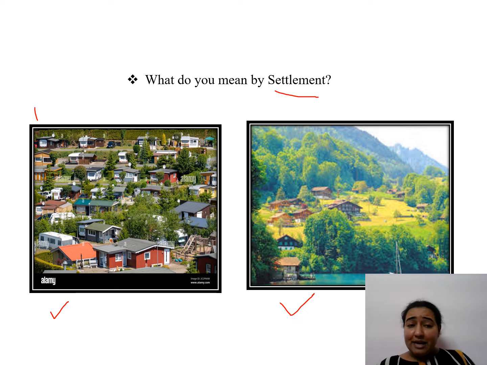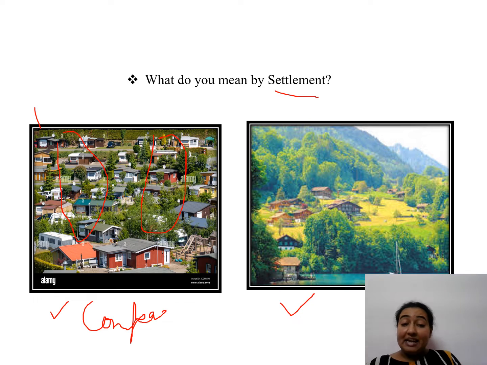In the first image, we can see there are so many clusters of houses. They are so nearby. There is not enough space between them. They are compact. They are packed. Yes, they are compact. Why? Because there is very little space.